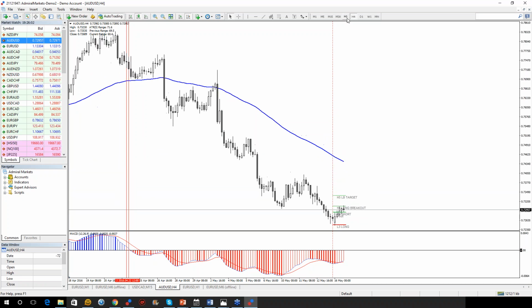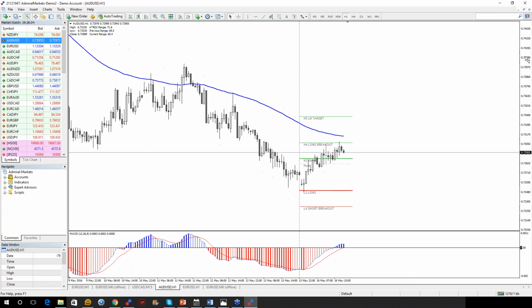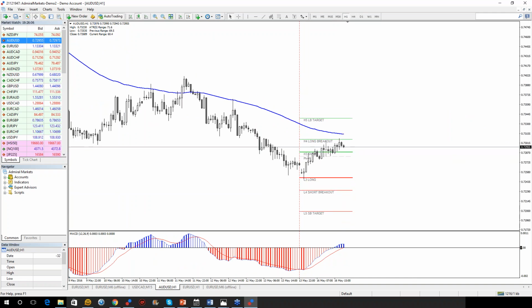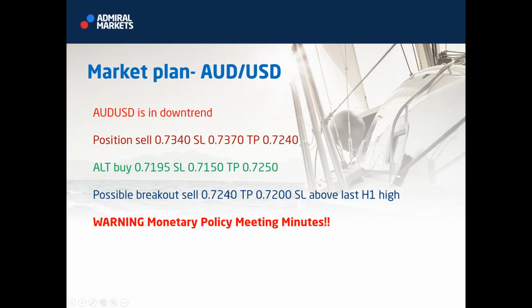72.40, okay, 1 hour time frame. If it goes below 72.40, well, I guess this will be a really good trade. I might even try to say 72.45. 72.45, guys, okay? 72.45.